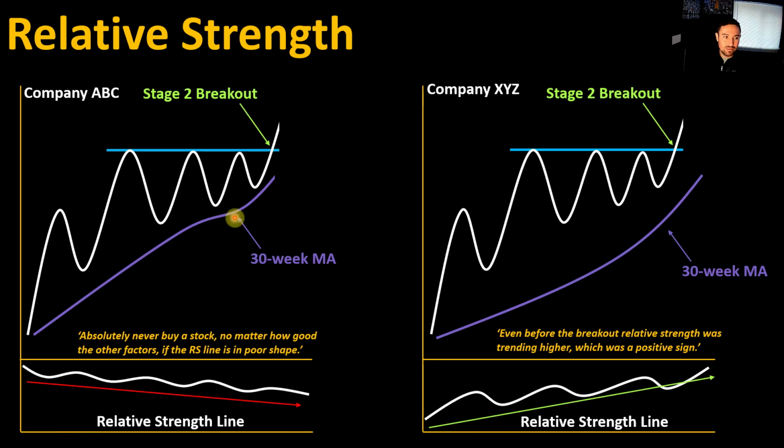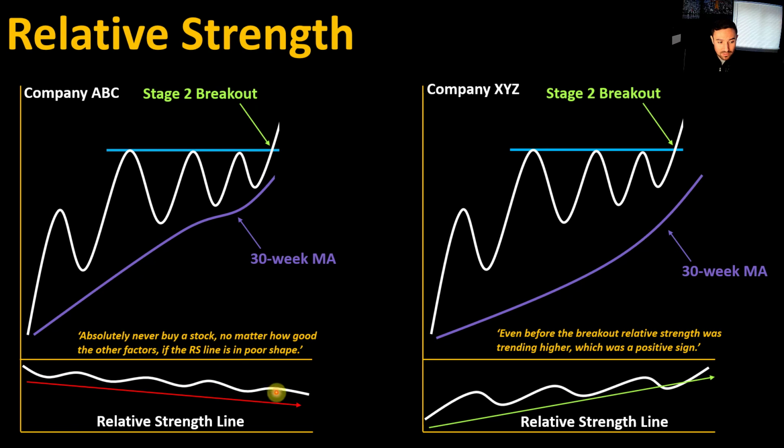So let's do a couple of examples so you start to get an idea. Relative strength: we have company ABC on the left, and it's building a stage 2 continuation base, and here's the breakout, and you see how the 30-week is still moving. But we have company XYZ building the same base here, but see the difference. The difference is the relative strength line. With company XYZ, the relative strength line is turning up. With company ABC, the relative strength line is turning down. So Stan says, absolutely never buy a stock, no matter how good the other factors, if the RS line is in poor shape.